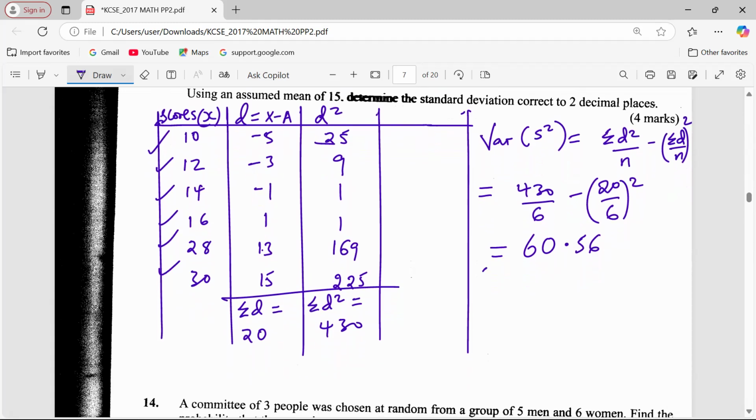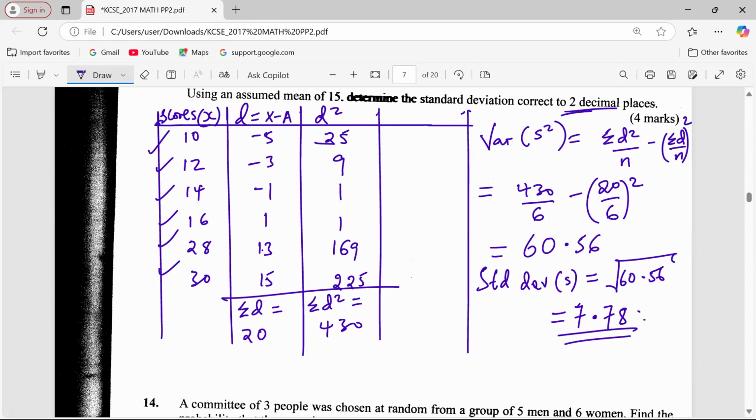So for me to get standard deviation, which is simply S, I need the square root of 60.56. So the square root of 60.56 shall be 7.78 to 2 decimal places. 7.78.